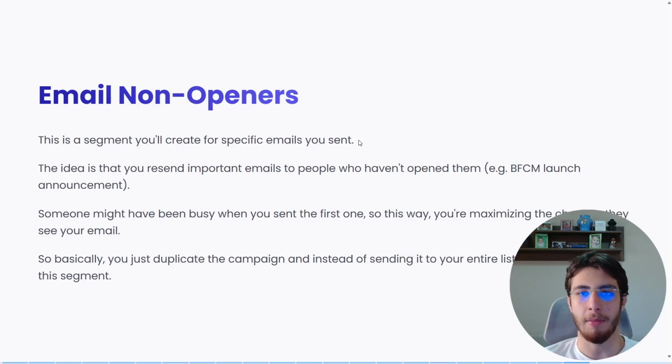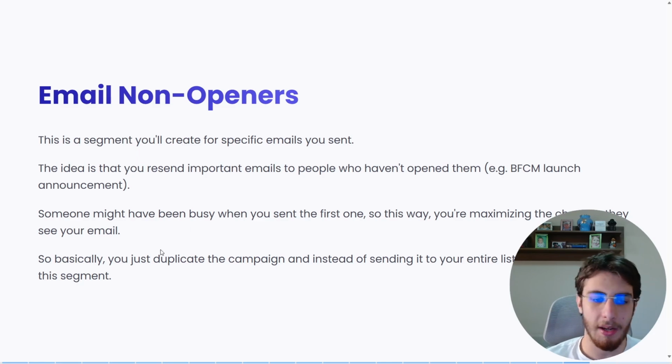So let's say you send the first email at 12 p.m., you could send the other email at like 6 p.m., whatever, right? You resend it, and then those people can have another chance to open it, because especially during these busy times of the year, like Black Friday, Cyber Monday, Christmas, people's inboxes get cluttered, so they don't get a chance to open your email. That's fine. You resend it, they get another chance, they open it, and they buy from you. Super simple. So as I said, someone might have been busy when you sent the first one. So this way, you're maximizing the chance that they see your email.